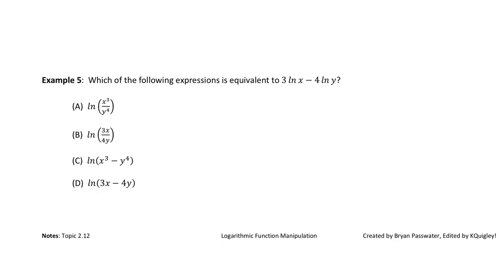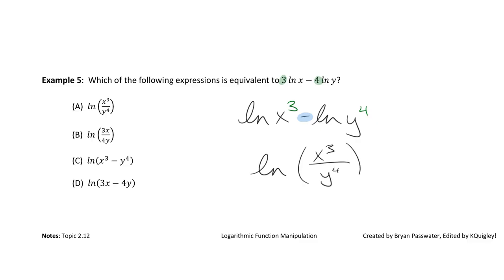So here's what I'm seeing on your papers. I'm seeing that a lot of us noticed, going back to what we learned at first, that we have numbers in front of these logs. Where do they go? To be exponents, to be powers. So this is natural log of x to the third minus natural log of y to the fourth. And then we're subtracting these. So what do we do to combine them together? Divide. So this is natural log of x to the third divided by y to the fourth, which means which answer choice did you pick?